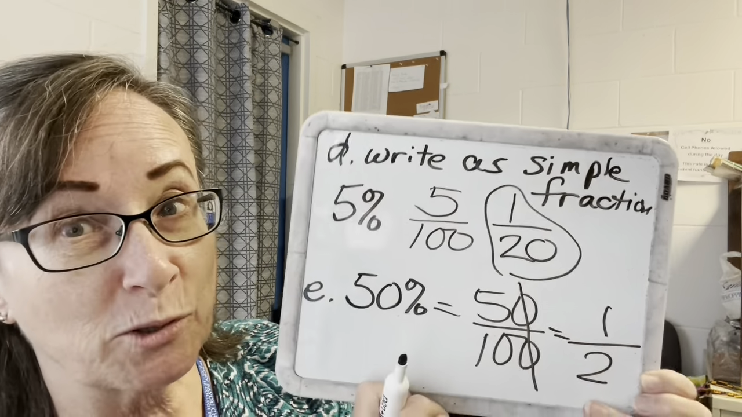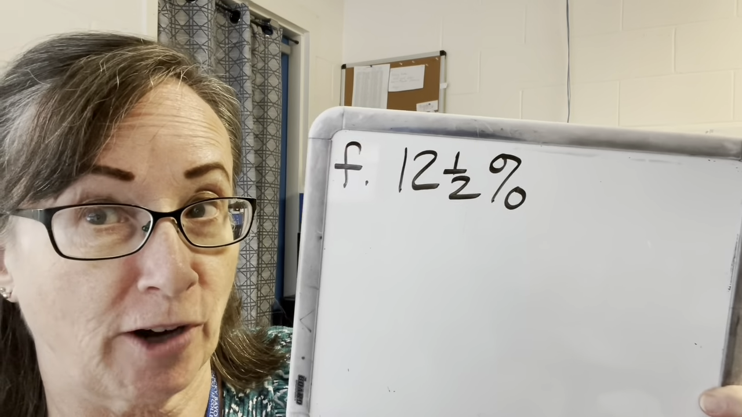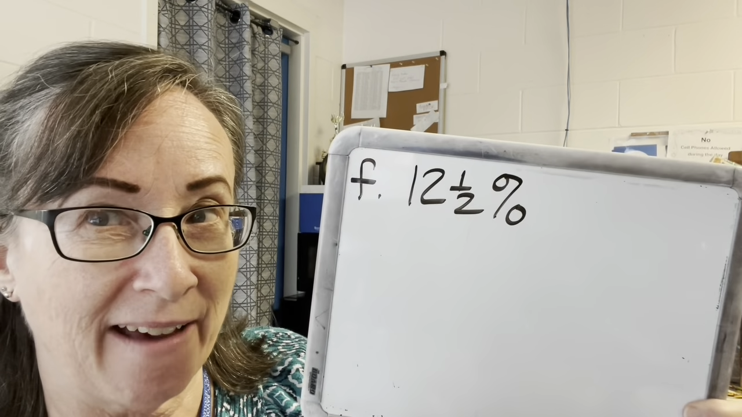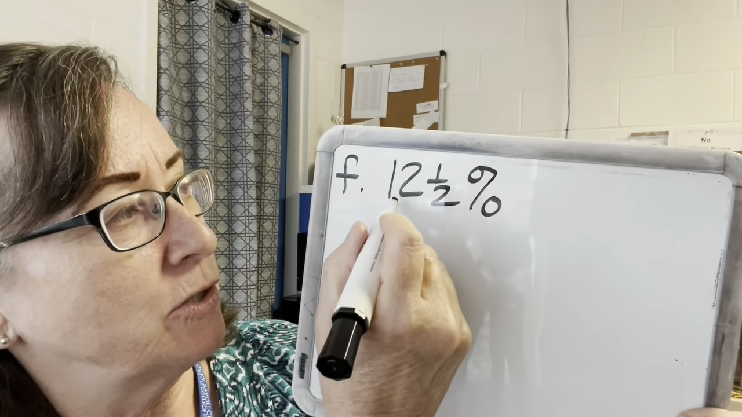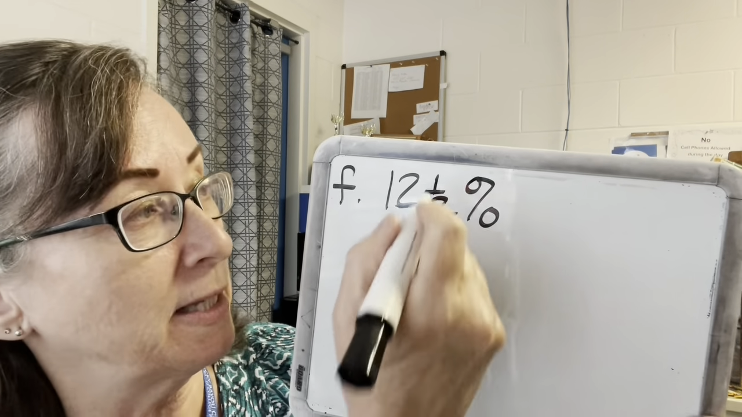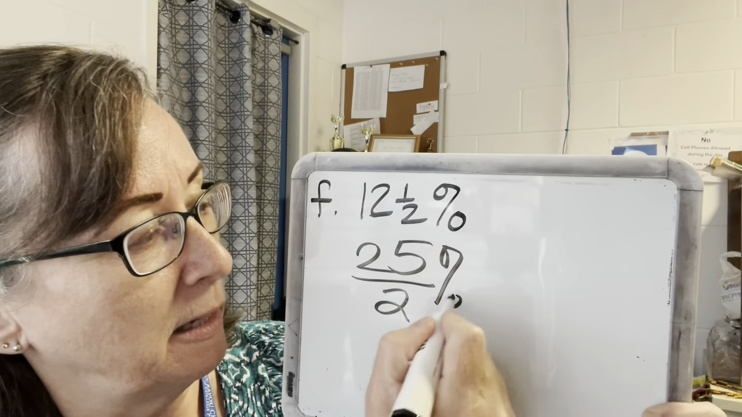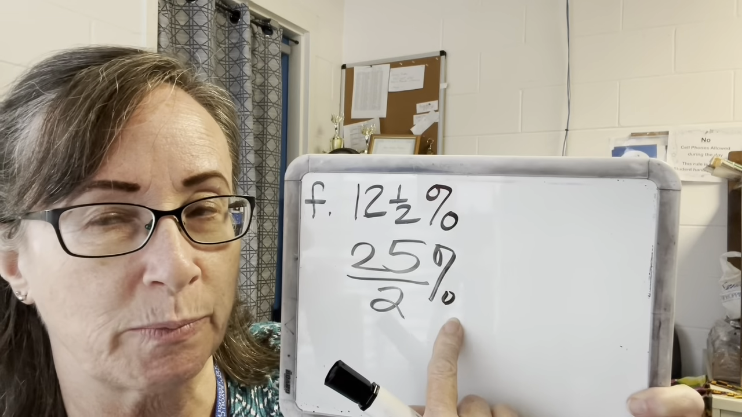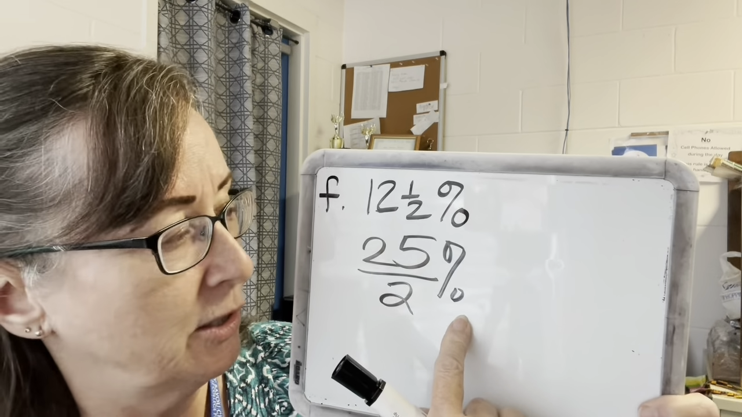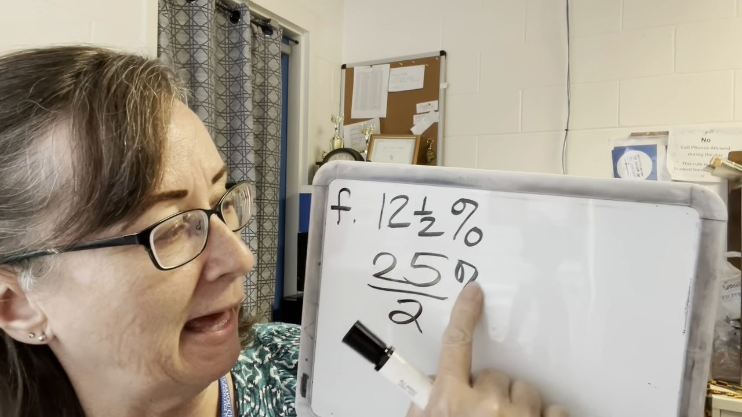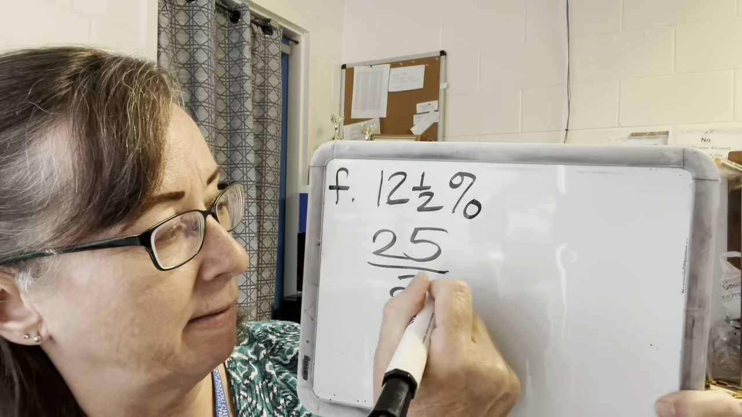Okay, so 12.5%, we're going to turn this into the simplest form of a fraction also. This one, we're going to go ahead and turn the 12.5 into an improper fraction. So 12 times 2 is 24, plus 1 is 25/2%. But now we're going to take the percent and remember that that means divided by 100. So we're going to multiply the denominator by 100. And we're going to take that off and make that 25 over 200ths.